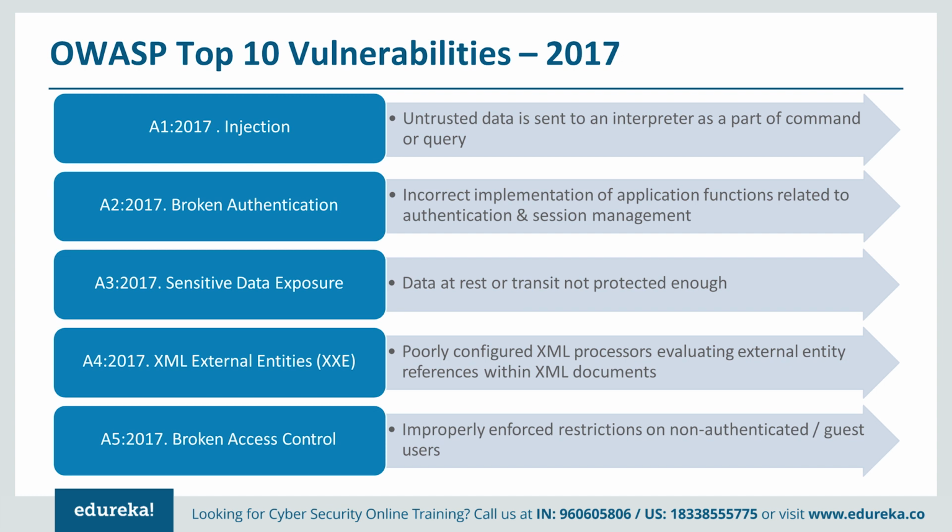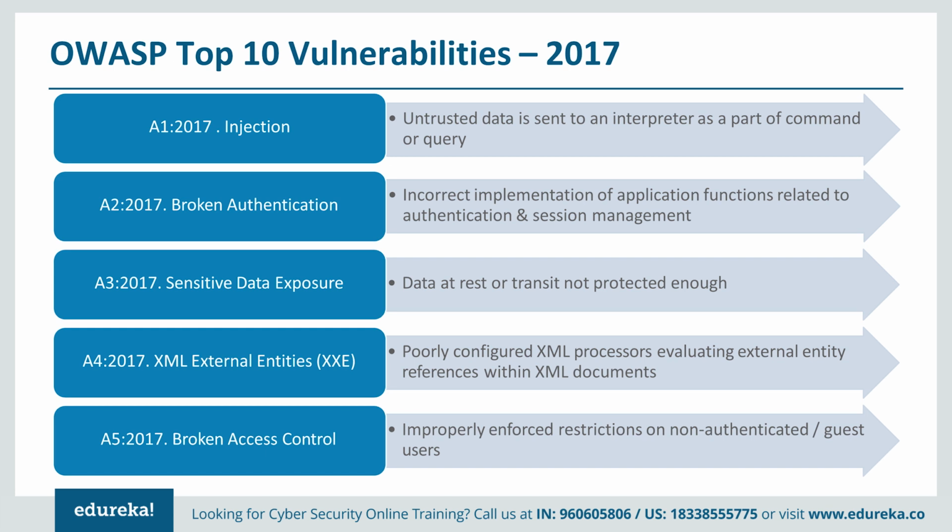And also the exposure of sensitive data. Your server configuration file should be secure. If it's exposed, anyone can know the configuration of the server, so they can make use of the misconfiguration or sensitive data. Then XML external entities, a newly added vulnerability in 2017. So what is XML? XML is a markup language, mainly used to structure data in a web application.